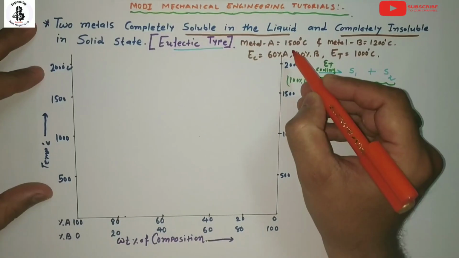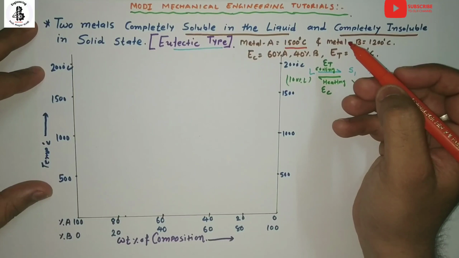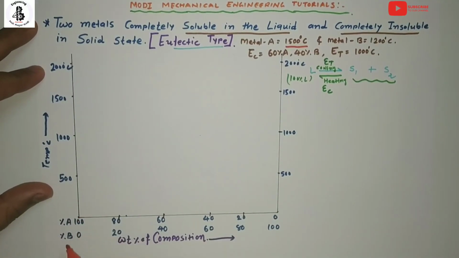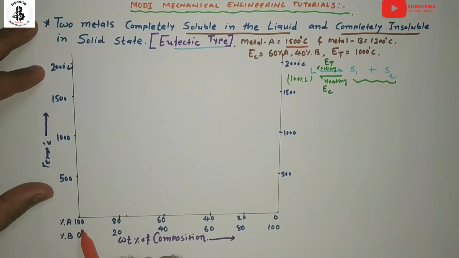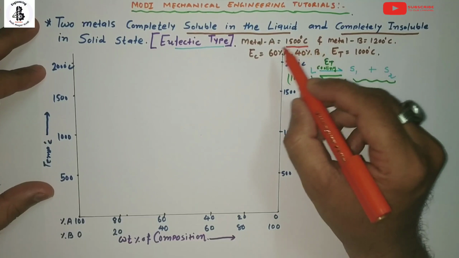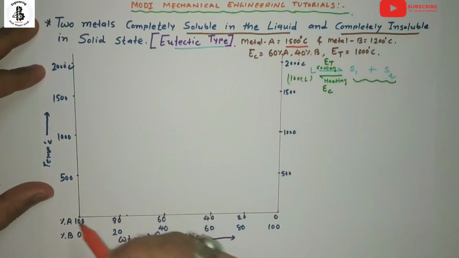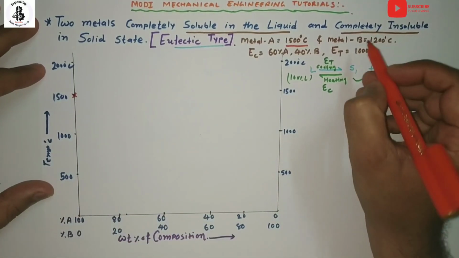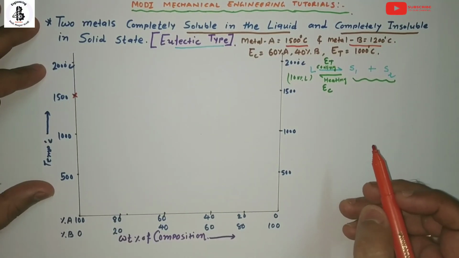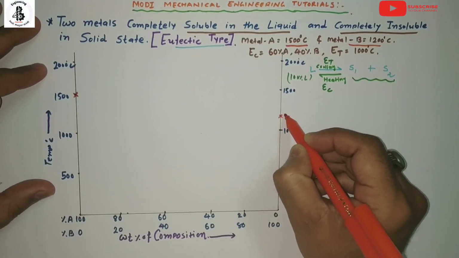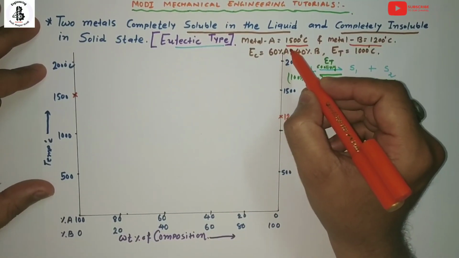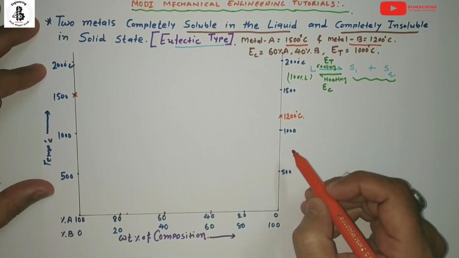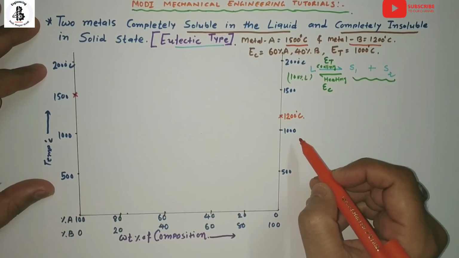Starting with metal A, which has 1500 degrees centigrade, let's take it on the left side. Here it is 100% A, which acts as a pure metal. In the solidification of a pure metal, the melting point and freezing point are the same. So for metal A at 1500 degrees centigrade, this is the point. Similarly for metal B, with a melting point around 1200 degrees centigrade, it will be almost here. These two points are the melting points of A and B. Right now both metals act as pure metals, with the same melting point and freezing point.